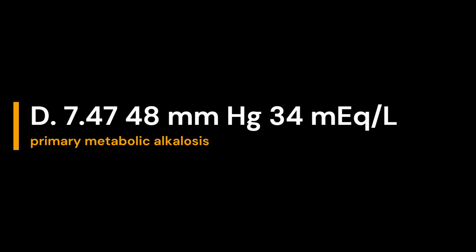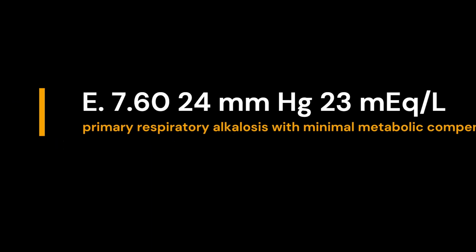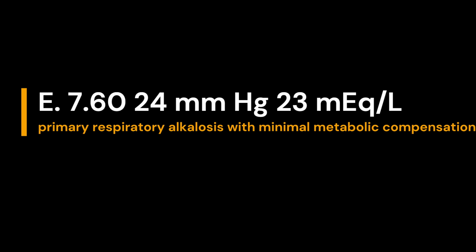Arterial partial pressure of carbon dioxide is elevated and consistent with appropriate respiratory compensation. E. pH 7.6. Arterial partial pressure of carbon dioxide 24. Bicarbonate 23. High pH with low arterial partial pressure of carbon dioxide and near normal bicarbonate represent primary respiratory alkalosis with minimal metabolic compensation. This can occur with any cause of acute hyperventilation, like panic attack.